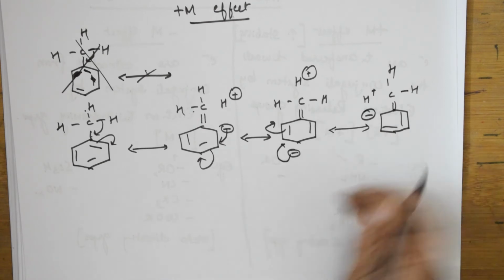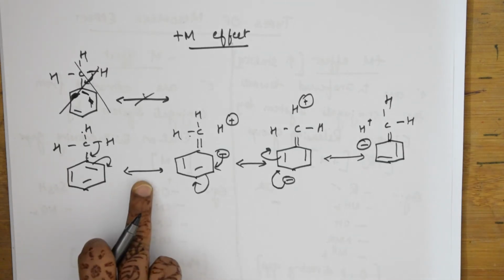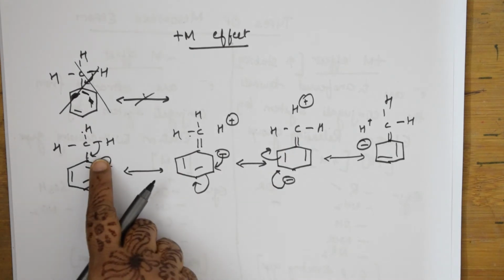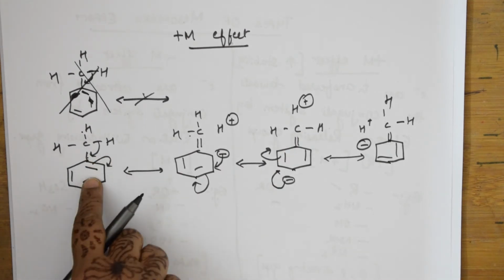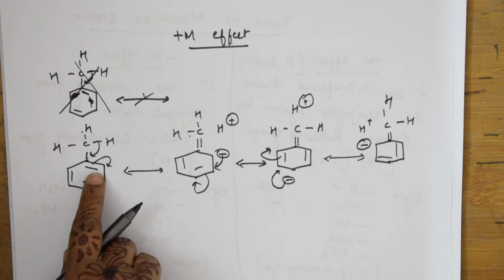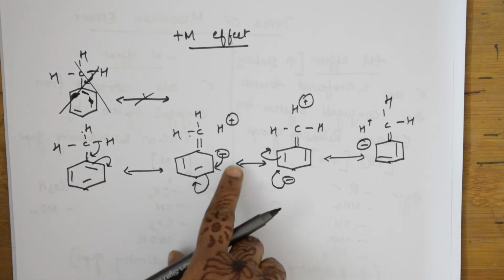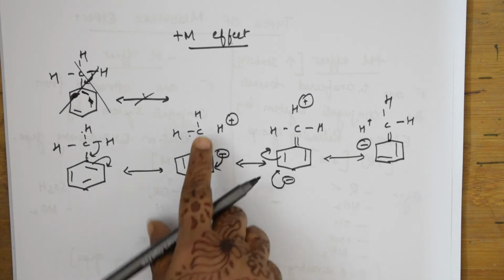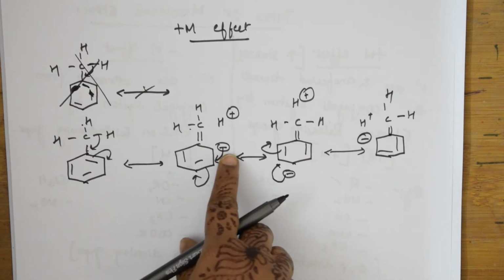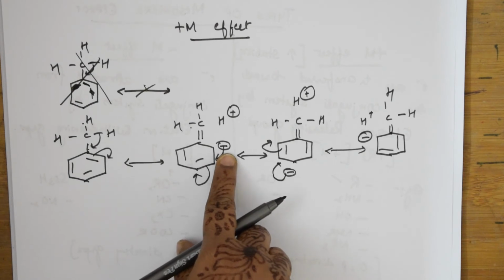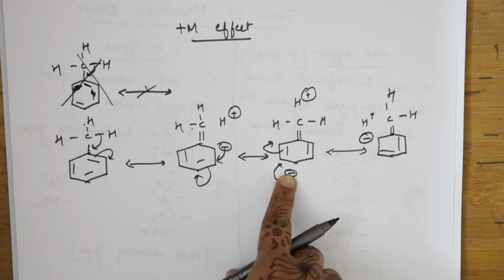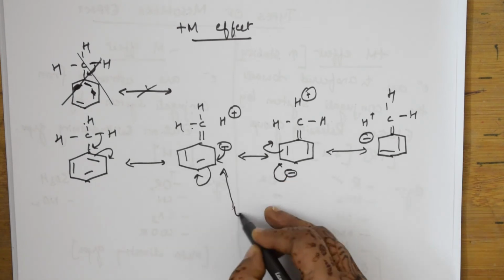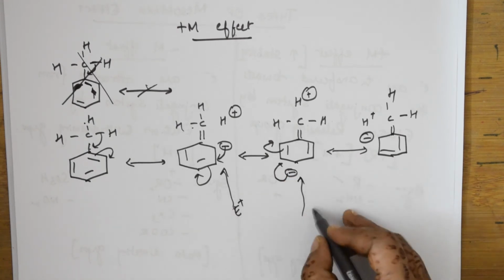This minus. Now see here, what's happening? These are all electron releasing groups, or plus M effect groups. Whenever they are attached to the benzene ring, they release electrons, so more electron density is observed at the ortho position and para position. That's why whenever the electrophile comes, it attacks at the ortho position and the para position.